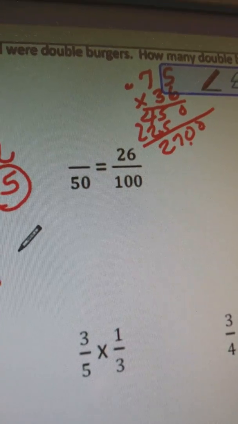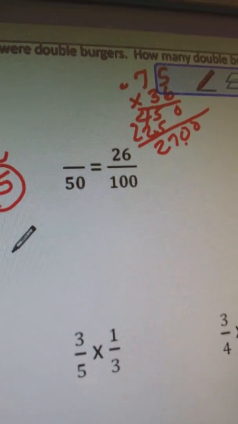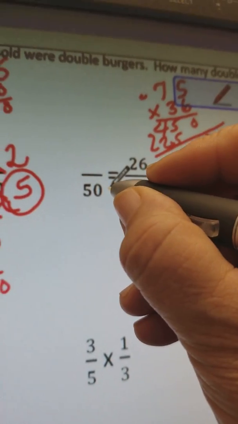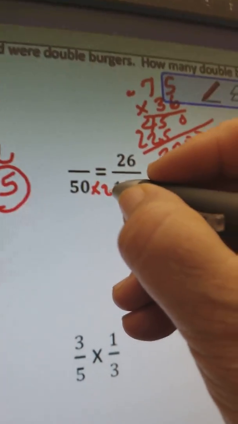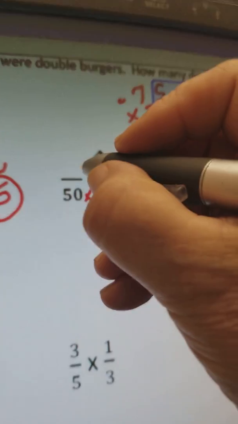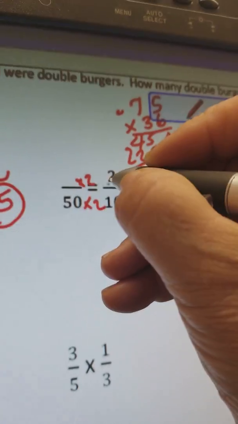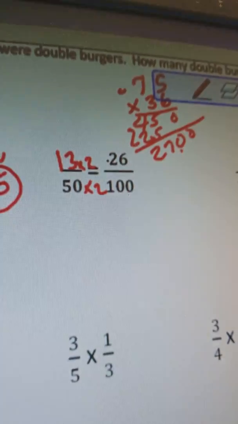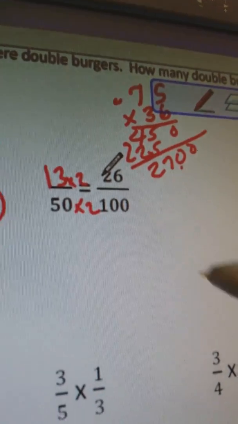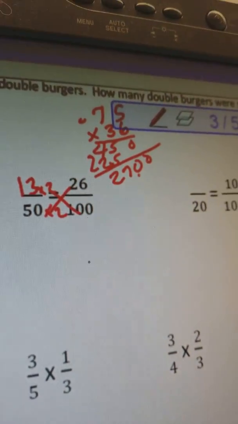26 over 100 equals some number over 50. Another way you can do this is say, how did I get to 50 times 2? How did I get from 50 to 100 times 2? Well, what number times 2 would get me to 26? 13. And if I were to cross multiply, they would be equal.